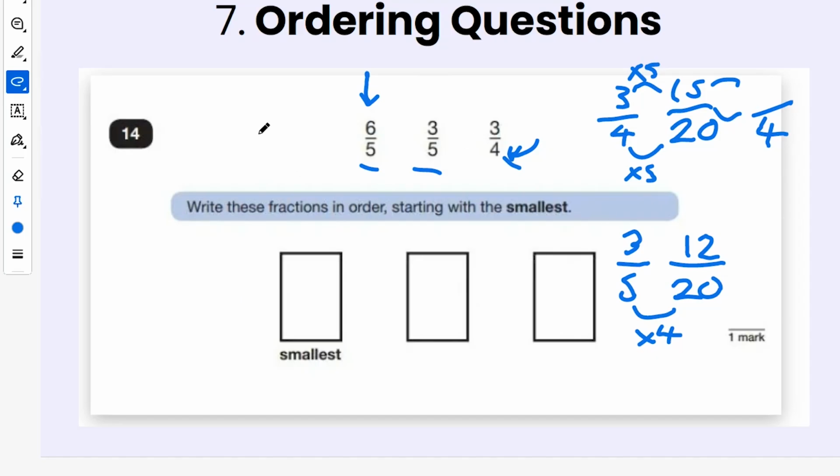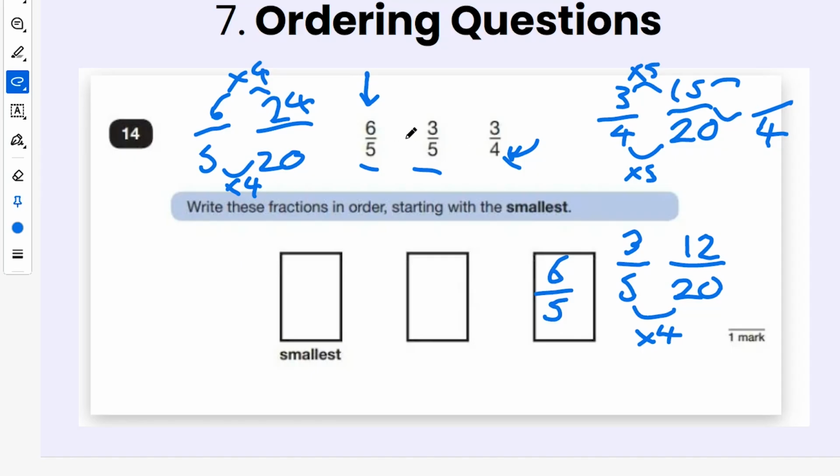What about this one? We've got 6/5 into 20ths. So to get there, I'm multiplying by 4. 5 4s are 20. Multiply by 4. 6 4s are 24. Okay, so straight away, we can see the biggest one is going to be 6/5, which we should have been able to see really, but working it out, just to make sure. And then next, we've actually got 3/5. No, we haven't. We've got 3/4, which is 15 20ths. And then finally, we've got 3/5, which is 12 20ths.